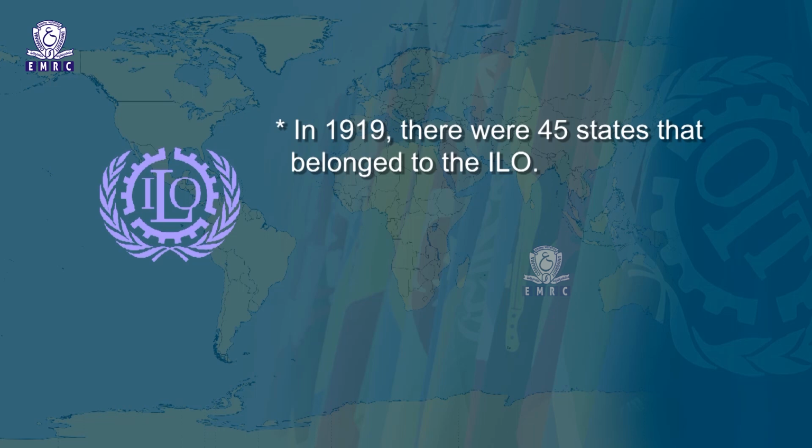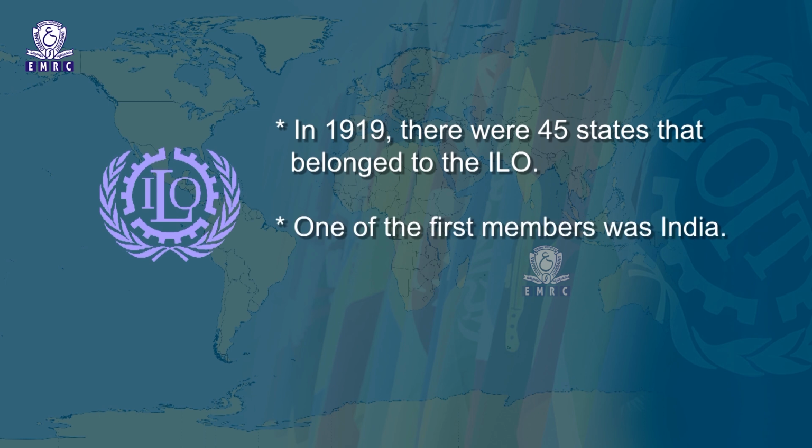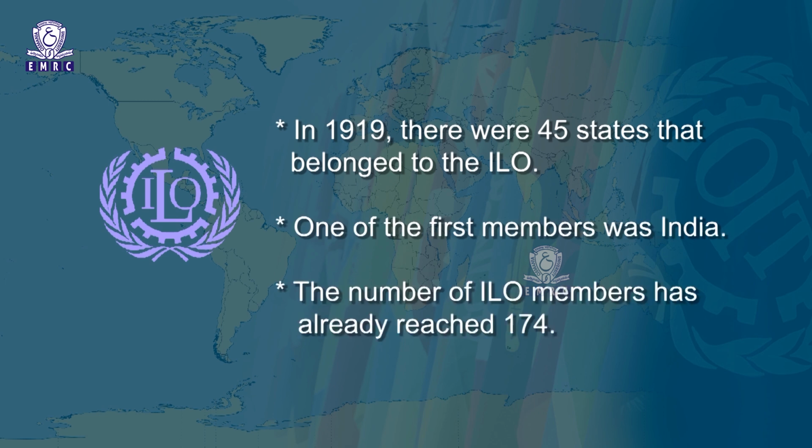The ILO has worked primarily on developing international standards for national application, supported by technical cooperation and education in order to complete this duty. In 1919, there were 45 states that belonged to the ILO. One of the first members was India. The number of ILO members has now reached 174.